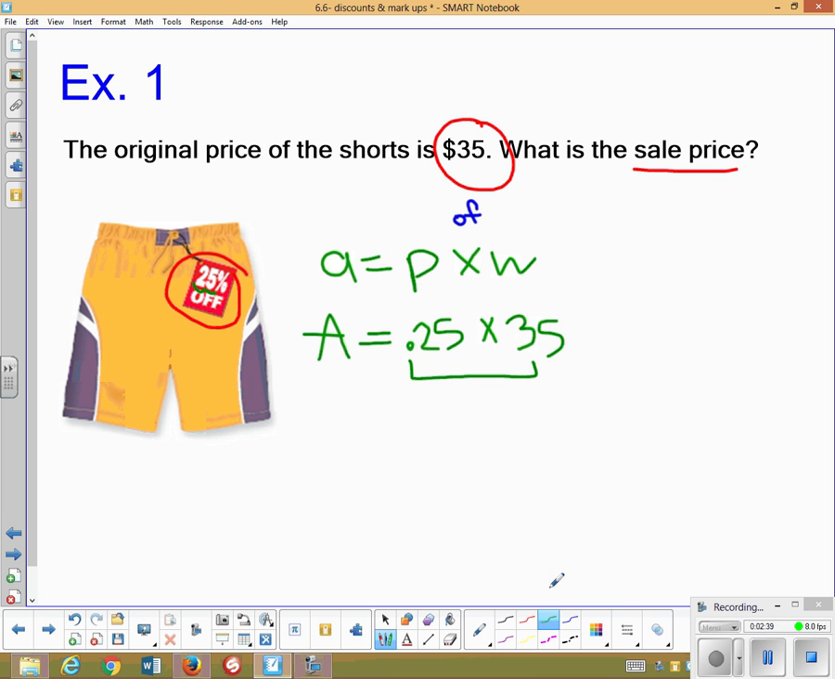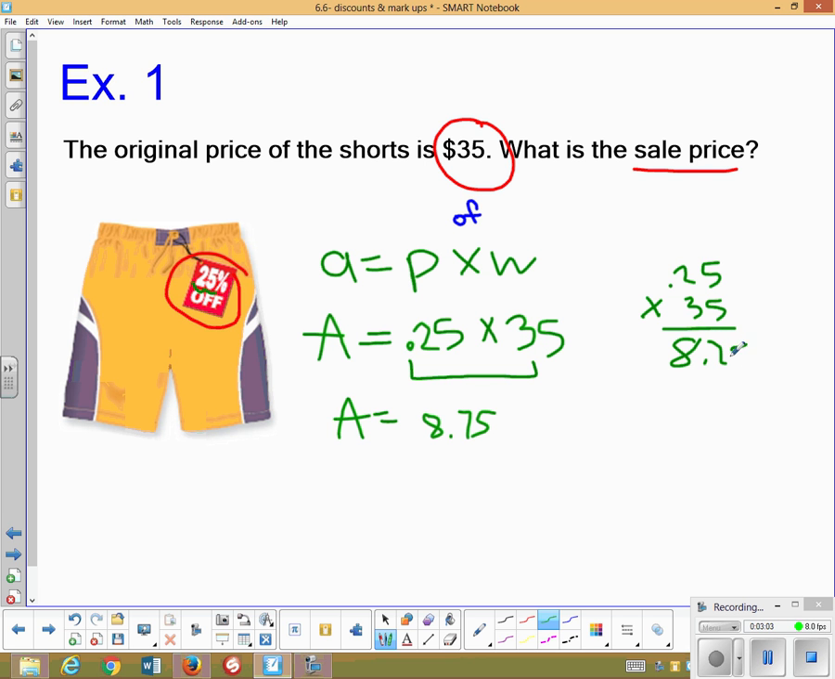So when we multiply this, let me go ahead and solve this to the side really quick. You're going to get a total of 875. Remember, if you're still struggling with multiplying decimals, make sure you come and see me for extra help after school. So that looks like this, 0.25 times 35. Okay, count your decimals twice, and it's 875.